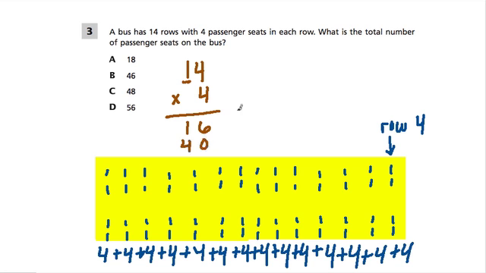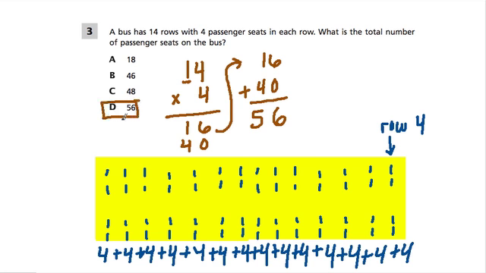And now we have these two numbers, 16 and 40. We want to add them up because they're both parts of the problem here. 6 plus 0 is 6. 1 plus 4 is 5. And that's our answer. There are 56 seats on this bus.